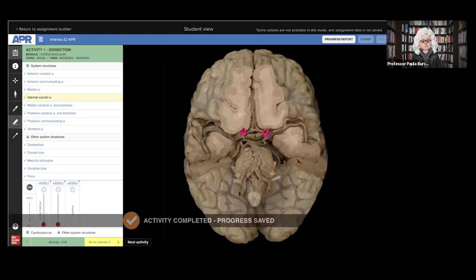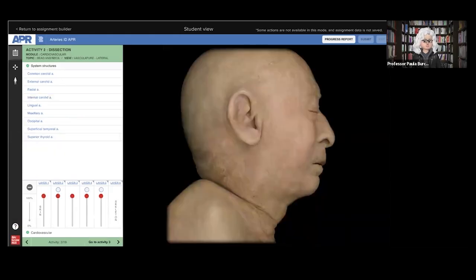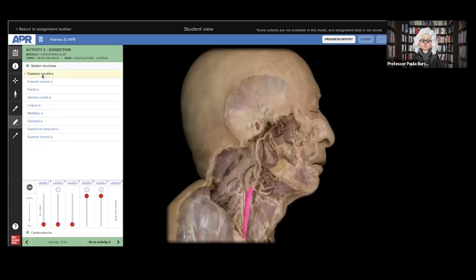Let's go to activity 2. This is looking at a lateral view of the head. We're going to start with the common carotid here. So remember, the common carotid, this would be the right one. It's coming off of the brachiocephalic trunk, if you learned that in the heart last week. And it's going to branch. You can see a branch coming off here and a branch coming off here. So we're going to start with the internal carotid, that branch.